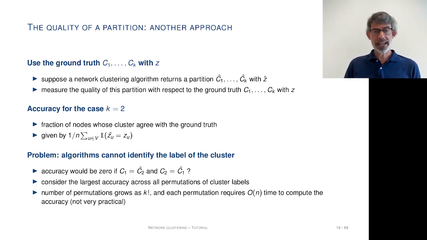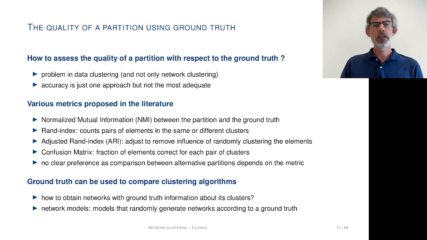So in order to tackle this problem, we can consider the largest accuracy across all permutations of cluster labels. A problem here is that the number of permutations of the cluster labels grows as k factorial, because k is the number of clusters. And each permutation requires time O of n to compute the accuracy. So this strategy, when k grows, is not very practical to define the quality of the partition.